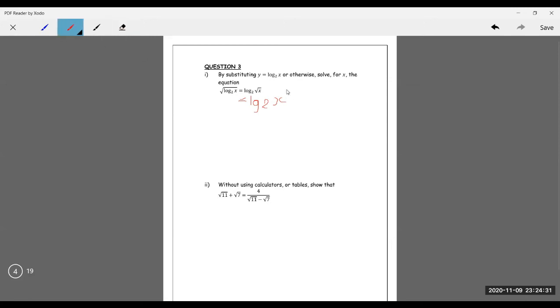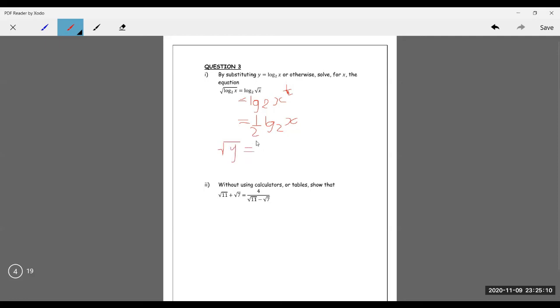Now after I rewrite it as log to base 2 of x to the half, I can just carry down the power. I can bring down the half, so this becomes a half log to base 2 of x. Now log to base 2 of y we can substitute as y. So root y is equal to half y.